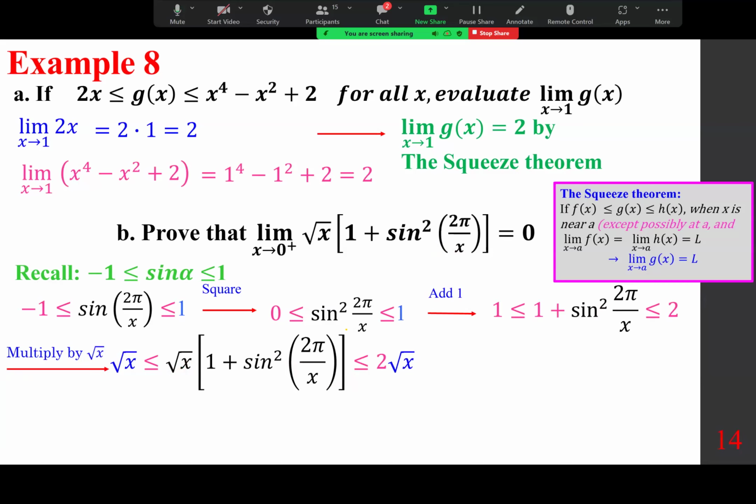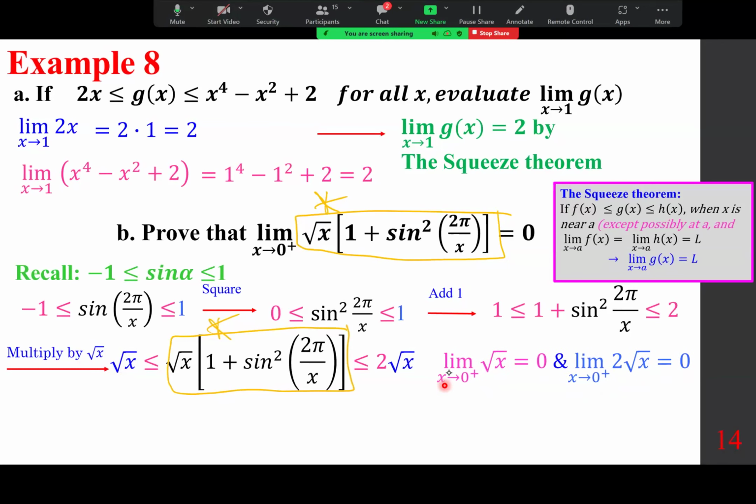In other words, this one is identical to this one. Now I'm going to use the squeeze theorem. I'm going to look at this piece, and this piece, and I take a limit. As you can see, if you take a limit of this piece as x approaches 0 from the right, and this piece as x approaches 0 from the right, both of them result in 0, correct? Therefore, according to the squeeze theorem, the one in between must also have a limit of 0.